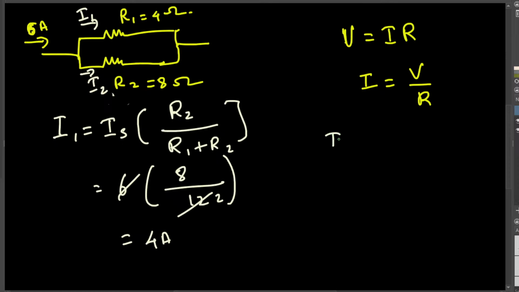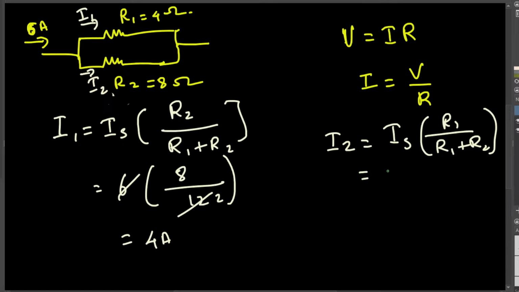Now if you want to calculate I2, you use the same formula. I2 is the current source multiplied by the other resistance, that is R1, divided by R1 plus R2. We know the current source is 6 ampere, and R1 is 4 ohm, and the total resistance is 4 plus 8, that is 12, and then we are going to have 4 divided by 2, that is 2 ampere.